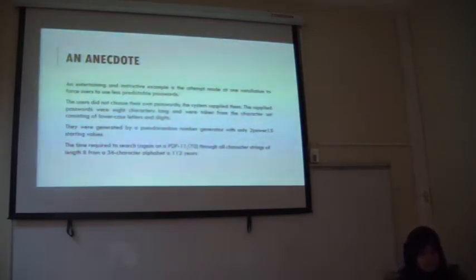So as a solution for this problem, a candidate solution is given. The system controls the user. The user is not free to choose the password. The system generates it. In this system, they generated 2 power 15 values randomly.